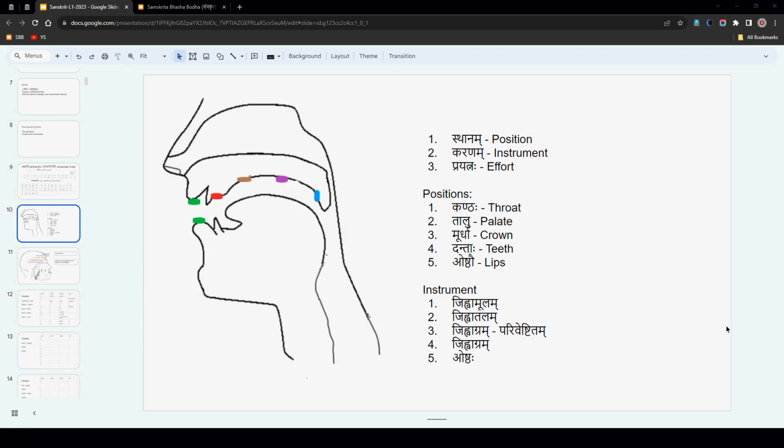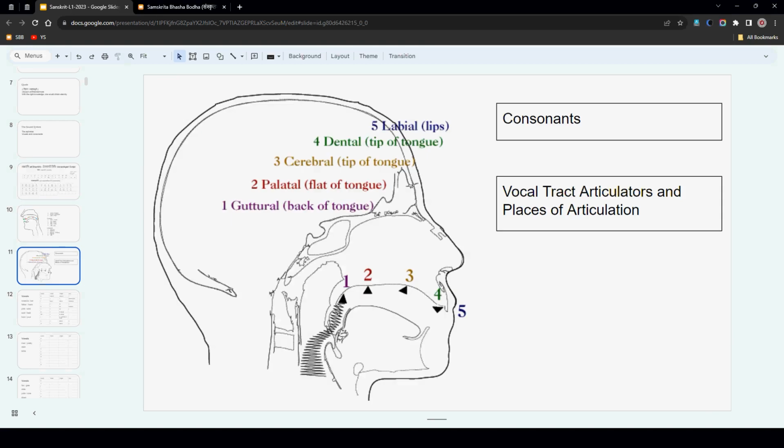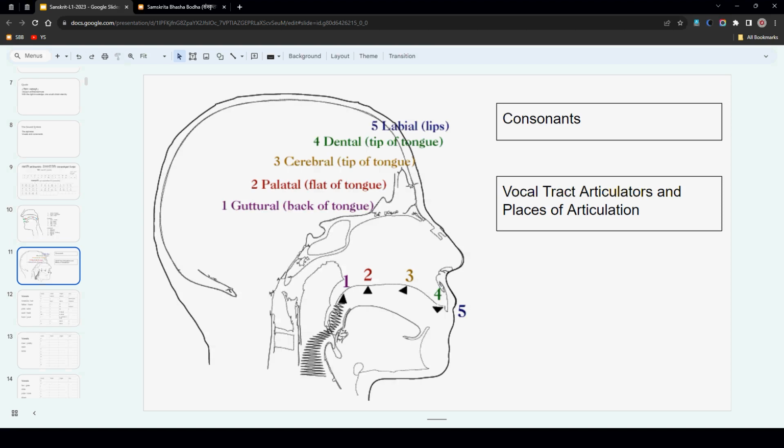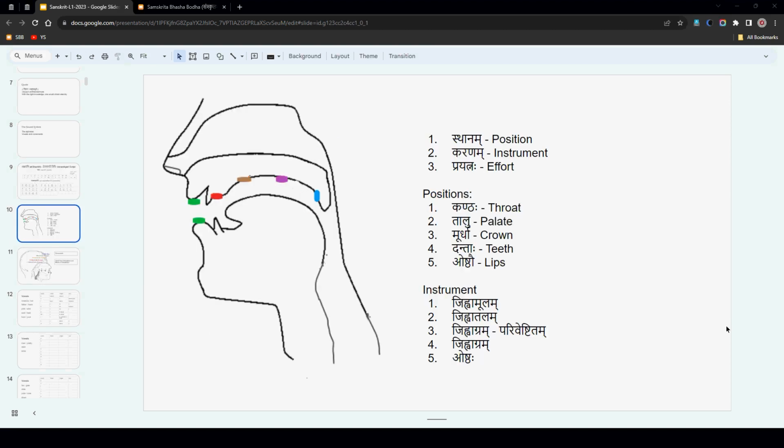Okay, so let's go to this next slide. We have these different sthanam. I'm not going to go into details of this, but there are different courses if one is interested. You can go through those in detail. But very quickly, there are different positions in the mouth, 1, 2, 3, 4, 5 represented here. The first one is guttural, or the back of the throat. That is the kantha position.